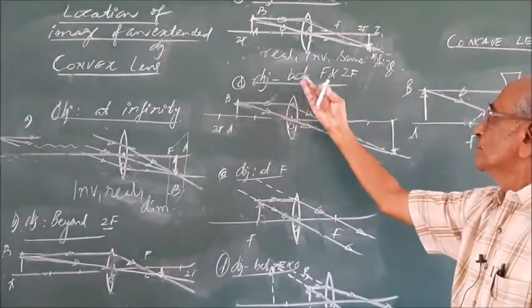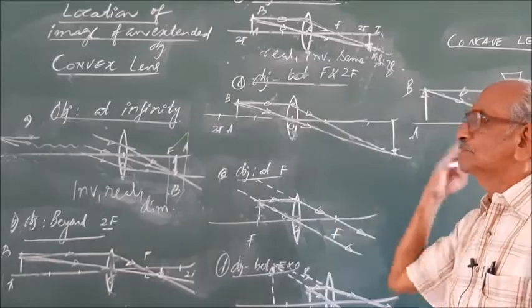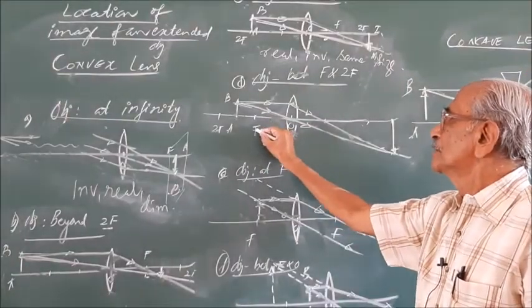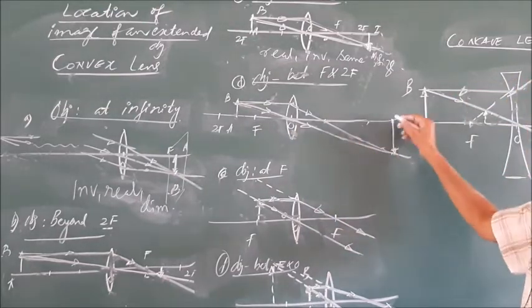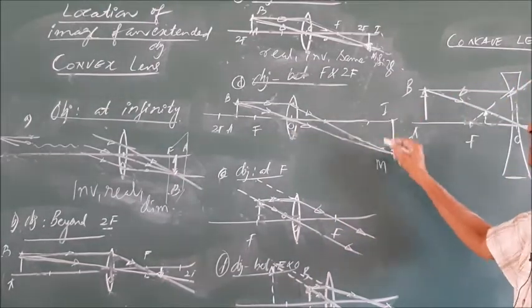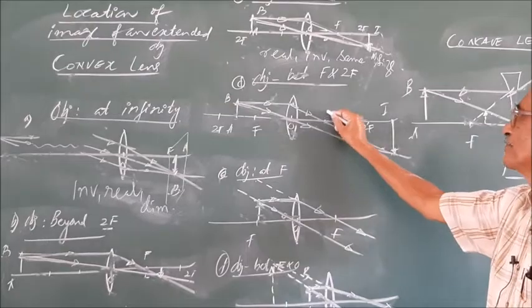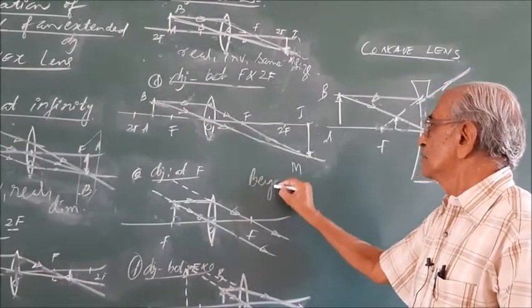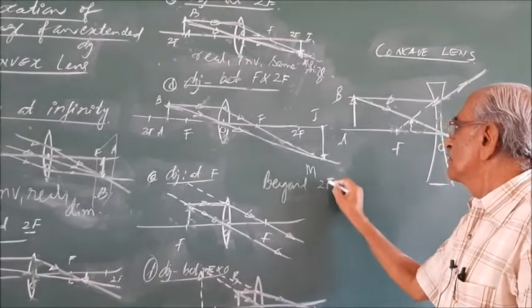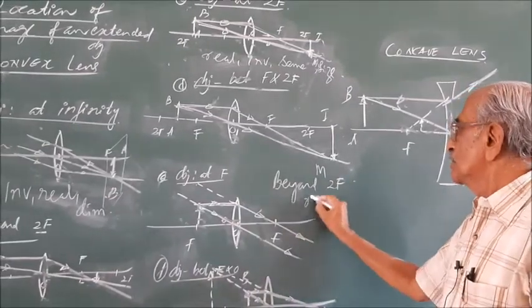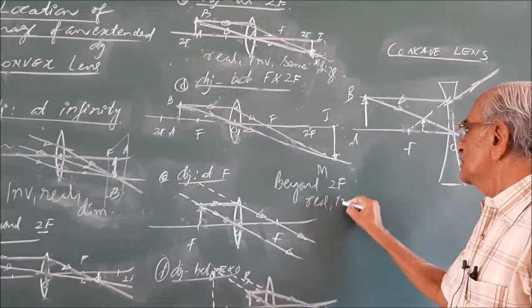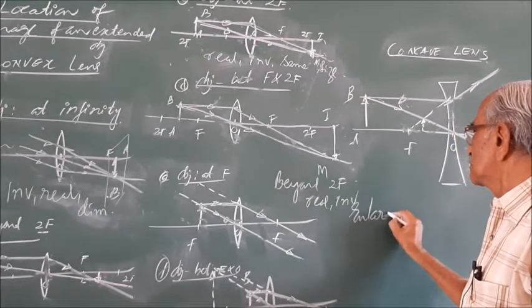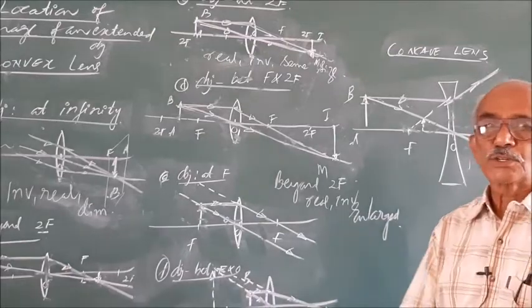Now, I move the object towards the lens again. I keep it between F and 2F. The image is formed beyond 2F, as you can see. Image is beyond 2F. It is real, it is inverted, and enlarged.